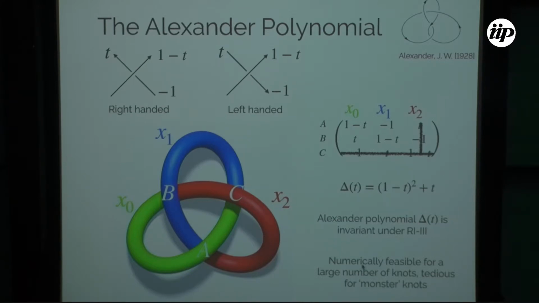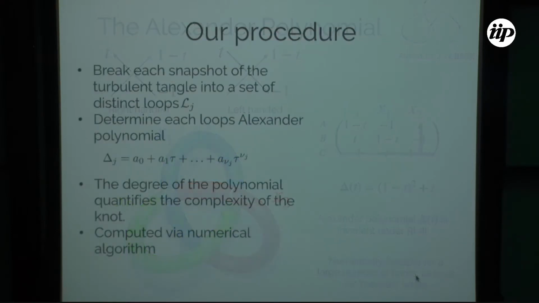So numerically, this is perfectly fine to write up and do. And unless you find something with a massive number of crossings where you've got to numerically work with a large matrix to compute its determinant, then it's perfectly fine. What this may point to, actually, is that we do encounter very complex knotted structures when we look at our three-dimensional simulations. So our procedure is simply to take a snapshot of a turbulent tangle that I'll show you shortly, break it up into a subset of loops, and for each of these loops, compute this Alexander polynomial.